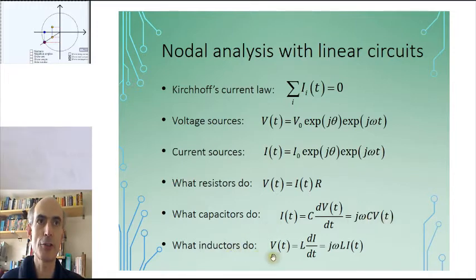And for inductors, similar idea. We have for an inductor, the voltage across the inductor is the inductance L times the rate of change of the current through the inductor. But if the current through the inductor is a cisoid, that's just equal to j omega L times the current through the inductor. So once again, something that looks like Ohm's law. The voltage and the current are directly proportional to each other. And we can just use the techniques of nodal analysis exactly as we did for DC circuits.